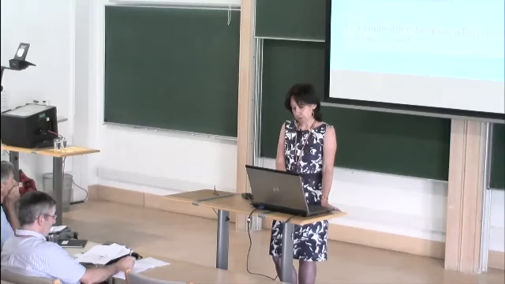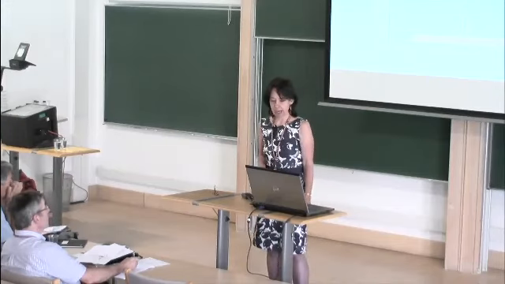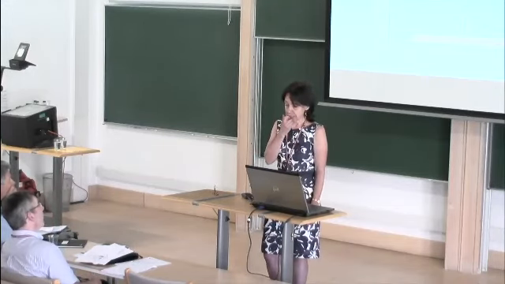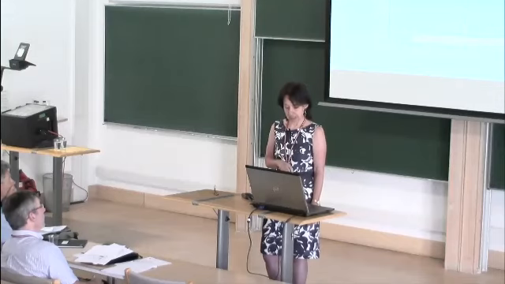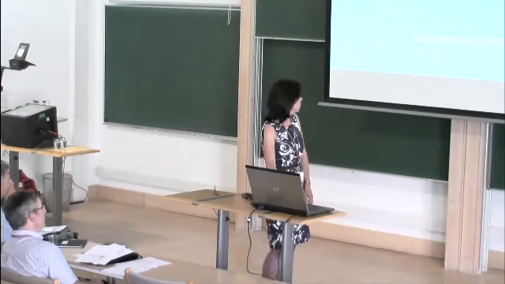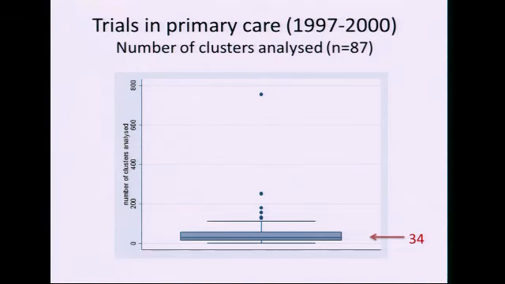So taking the first review of trials in primary care, and these were trials published between 1997 and 2000, and just to give you an idea of the number of clusters in these sorts of trials, this is a very skewed distribution, but the median of this distribution is 34, and mostly you've got trials there where the number of clusters is below 100, and usually well below 100. Electra had 44 clusters.